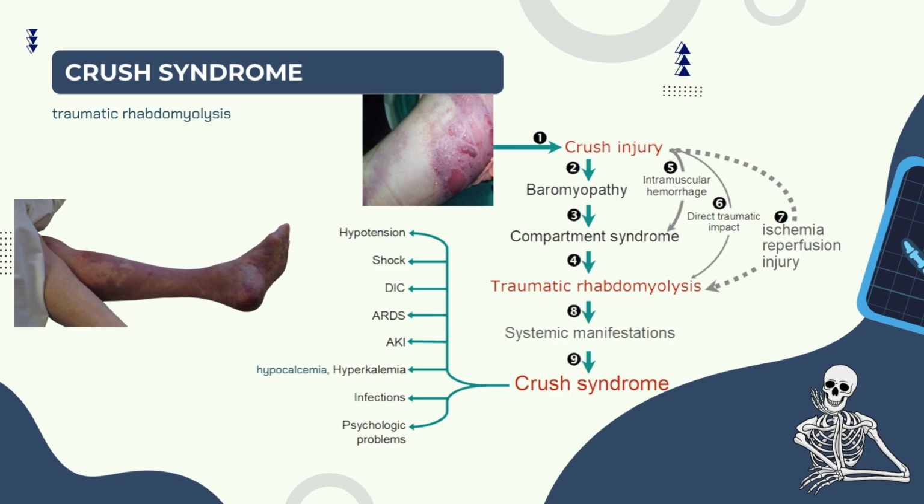When there is a crush injury, intramuscular hemorrhage can happen, or it can be due to the direct traumatic impact or the ischemia reperfusion injury. It will lead to traumatic rhabdomyolysis. Myoglobin will be released from the muscle, and it will reach the kidney and cause renal tubular damage. With that, it will cause some systemic manifestations also, including hypotension. It can lead to shock, DIC, ARDS, hyperkalemia, hypocalcemia, infections, and along with that psychological problems also. One of the key lab clinical tests we can get is that urine will be amber colored and it will have a creatine kinase of more than 10,000 units per liter.